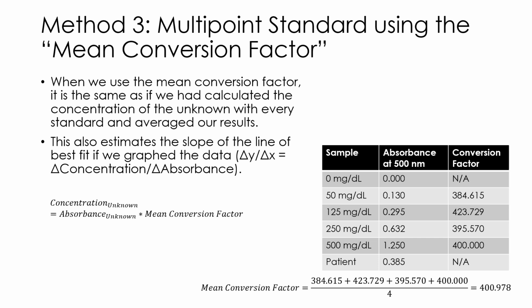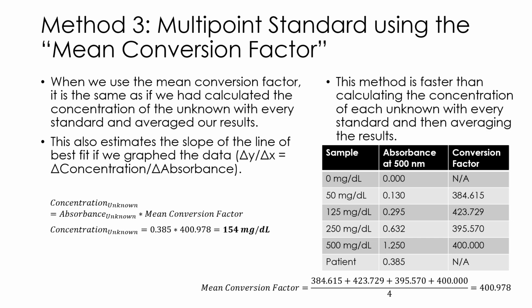To calculate the concentration of our unknown sample, we multiply the absorbance of the unknown with the mean conversion factor. When we use our data, we get a patient glucose concentration of 154 milligrams per deciliter. This method is faster than calculating the concentration of each unknown with every standard and then averaging the results, and is a great method to use if you don't have access to a graphing software to determine the equation of the line of best fit.